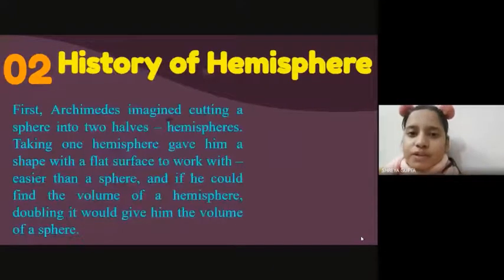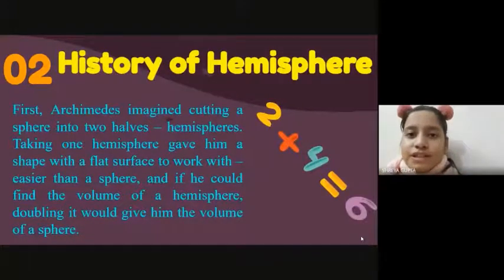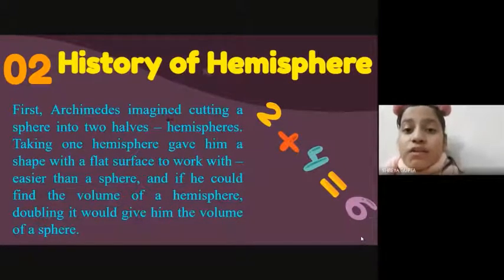History of hemisphere. First, Archimedes imagined cutting a sphere into two halves, hemisphere. Taking one hemisphere gave him a shape with a flat surface to work with, easier than a sphere. And if he could find the volume of hemisphere, doubling it would give him the volume of a sphere.